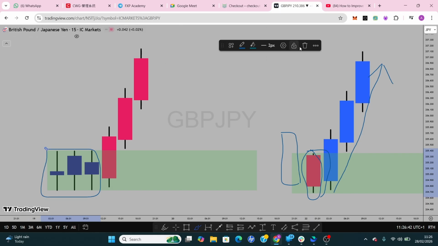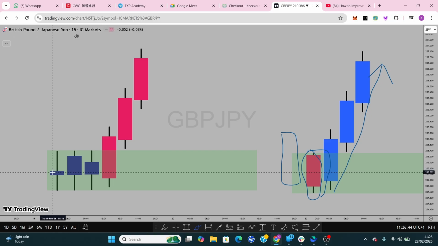So some traders were like, okay, since this comes with a clustered range, we are not going to draw our demand zone there, that they should just leave it. And that is totally wrong.